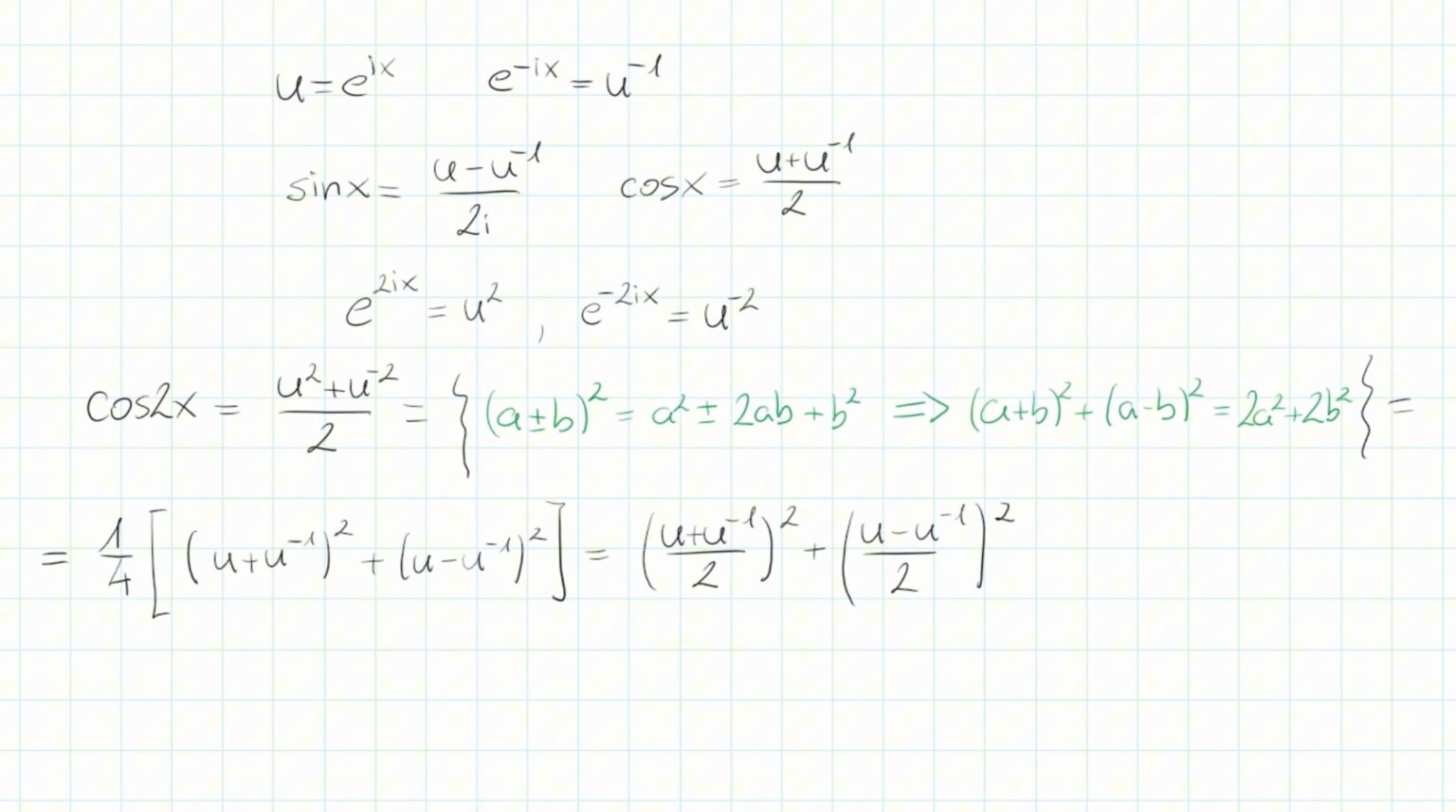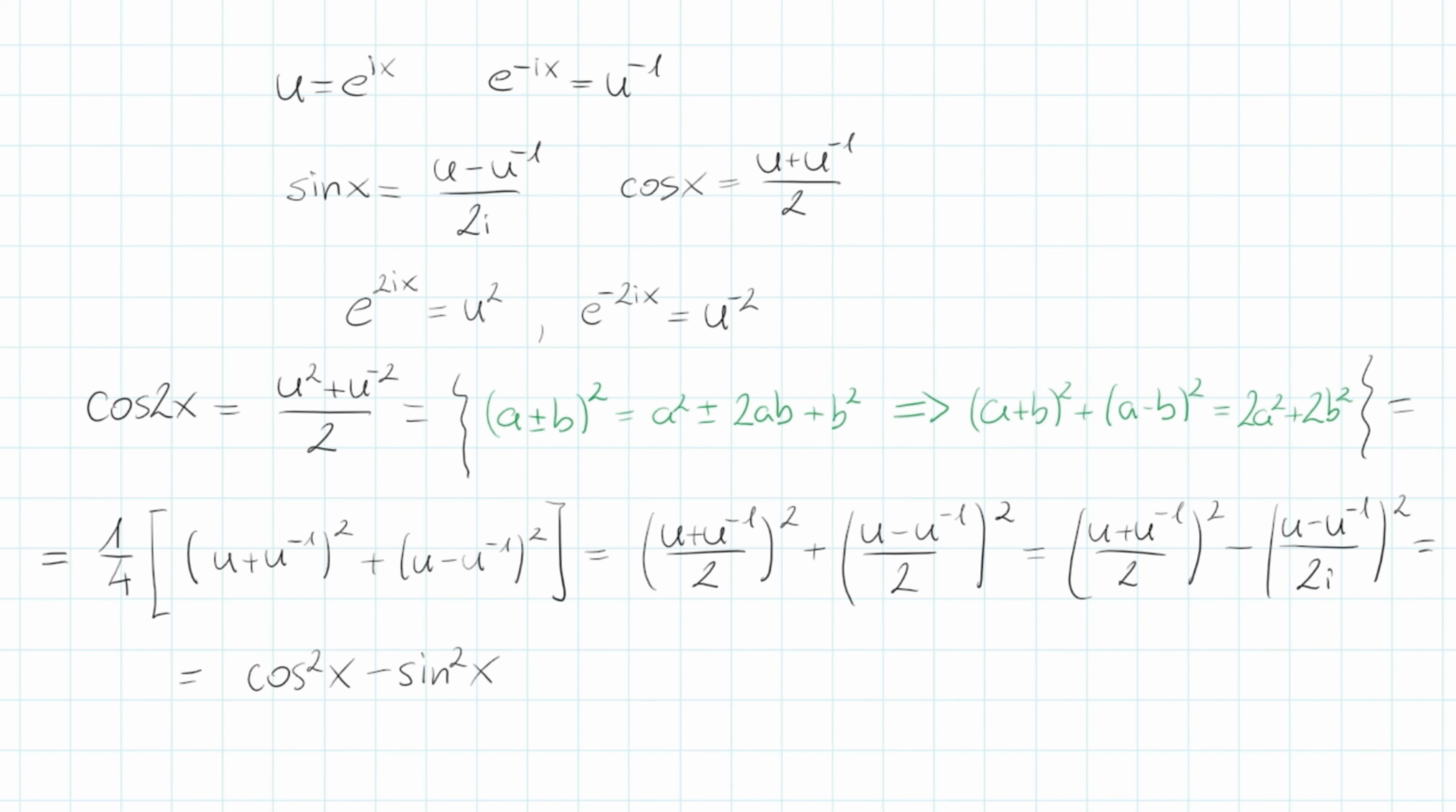Now, keep in mind that i squared is equal to minus 1, so I can change the sign before the second term to minus and insert i in the denominator here. Looking back at the expression for sine and cosine, we extract the well-known formula. Cosine of 2x is cosine squared of x minus sine squared of x.